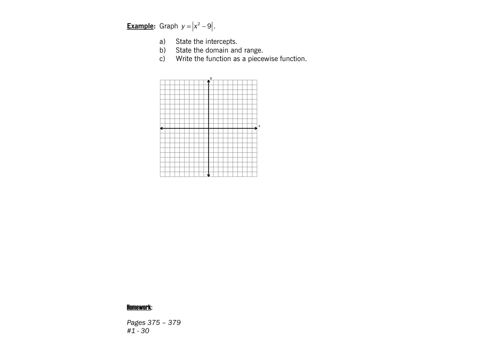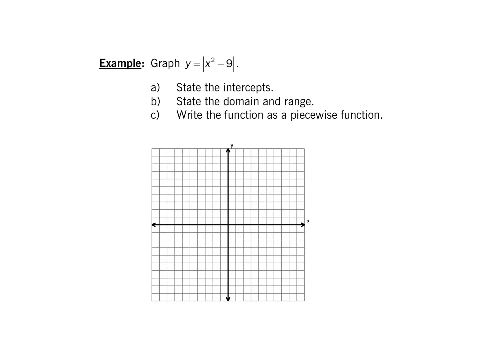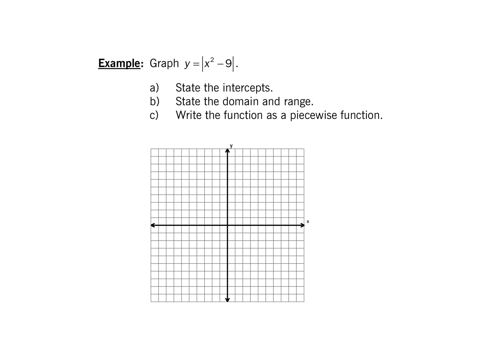Last question. Here we go. And we definitely saved the best for last. We have the absolute value of x squared minus 9. Now, we've seen x squared minus 9 before. That's a quadratic. So we're going to start off by graphing this as a quadratic.